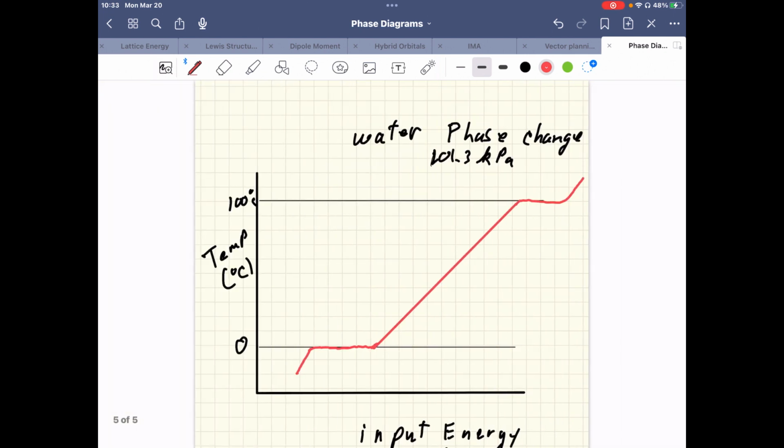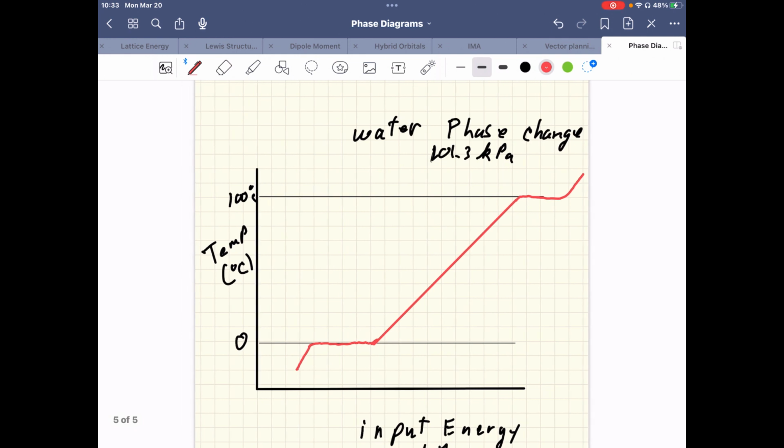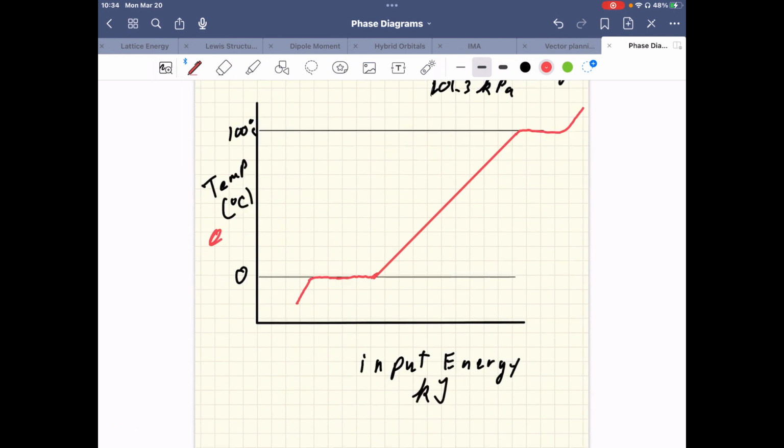Let's take a look at a typical water phase change diagram. In this case, we're looking at temperature on the y-axis here, and we're looking at input energy in kilojoules on the x-axis. And you've done part of this diagram already, right?